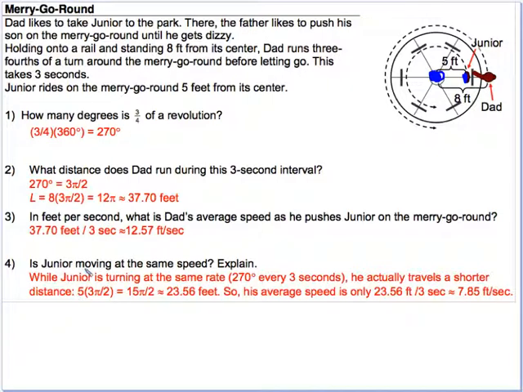Is Junior moving at the same speed? Even though they're rotating the same amount, Junior is traveling at a different speed, 7.85 feet per second, because his radius is a different length. His radius is 5 feet. So when you do the conversions, you'll find that Junior's speed is slower than his dad's. All right, that's the end of the video.